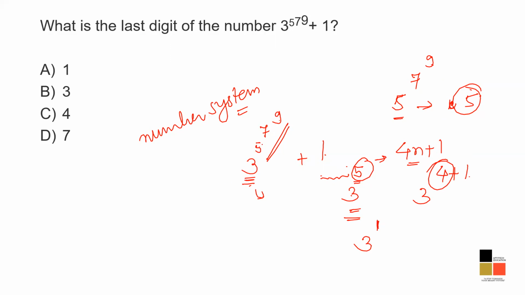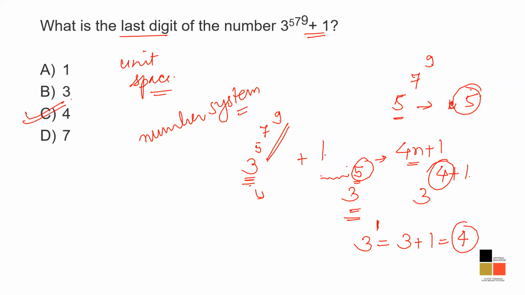So the unit space of 3 raised to power 5 raised to power 7 raised to power 9 comes out to be directly 3. 3 plus 1 is 4. That is the last digit, or the unit space, in the expansion of 3 raised to power 5 raised to power 7 raised to power 9 plus 1. Yes, I have 4. My answer becomes option C, that is 4.